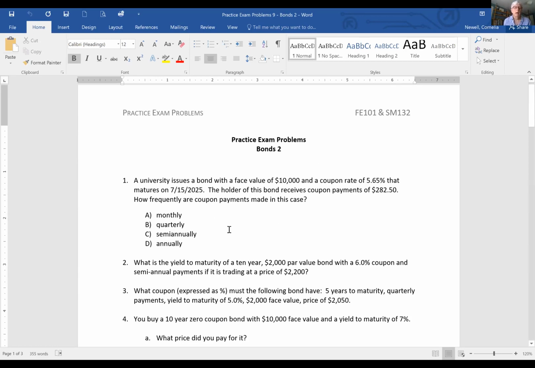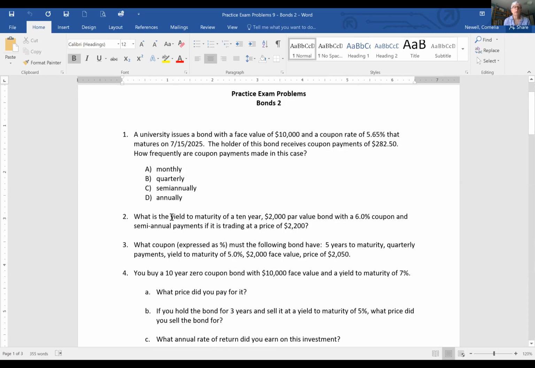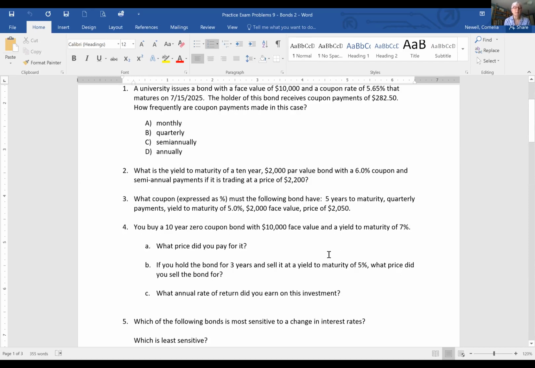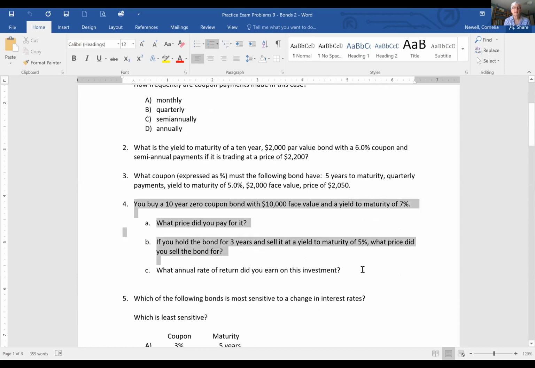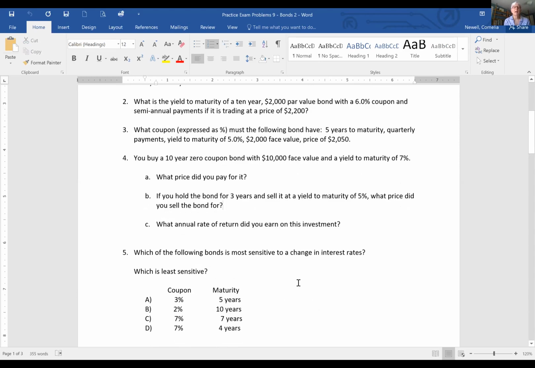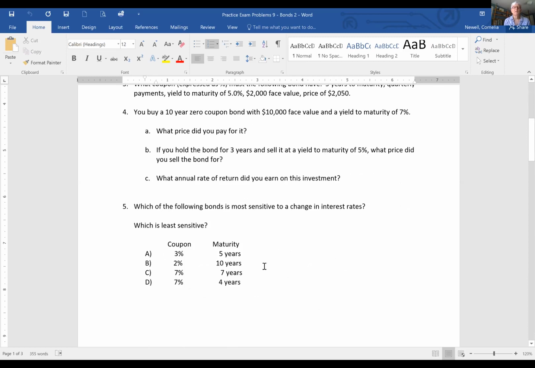These first ones are just playing around with bond calculations. What's the yield to maturity? What must the coupon be? This fourth one is exactly the same problem that we did at the end of class today, just different numbers. See if you've got a better sense of it now. This fifth problem is looking at the whole volatility thing that we did today.